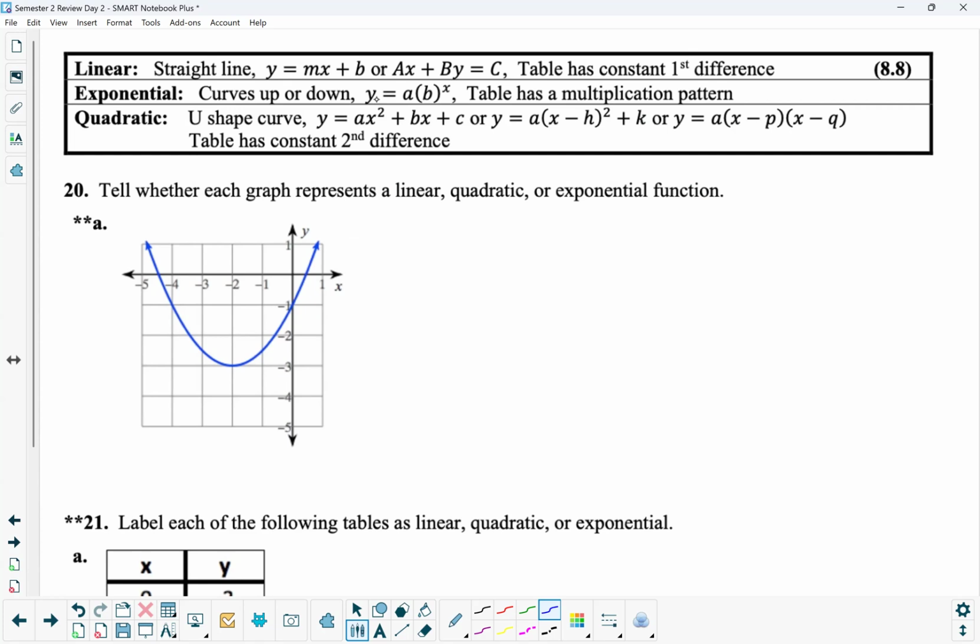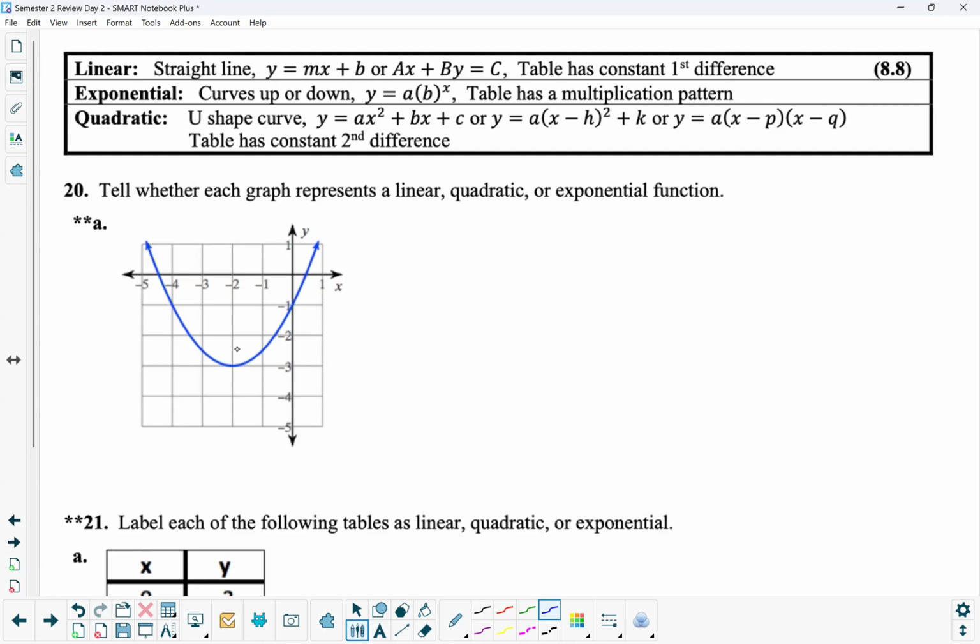The equation is y equals a times b to the x. And the table has a multiplication pattern. You're always multiplying by the same thing to go from one y value to the next. And the quadratic, y equals ax squared plus bx plus c, or y equals a times x minus h squared plus k, or y equals a times x minus p times x minus q. The table of values, if you take the second difference, that would be a constant. And we'll look at those as we go through some examples.